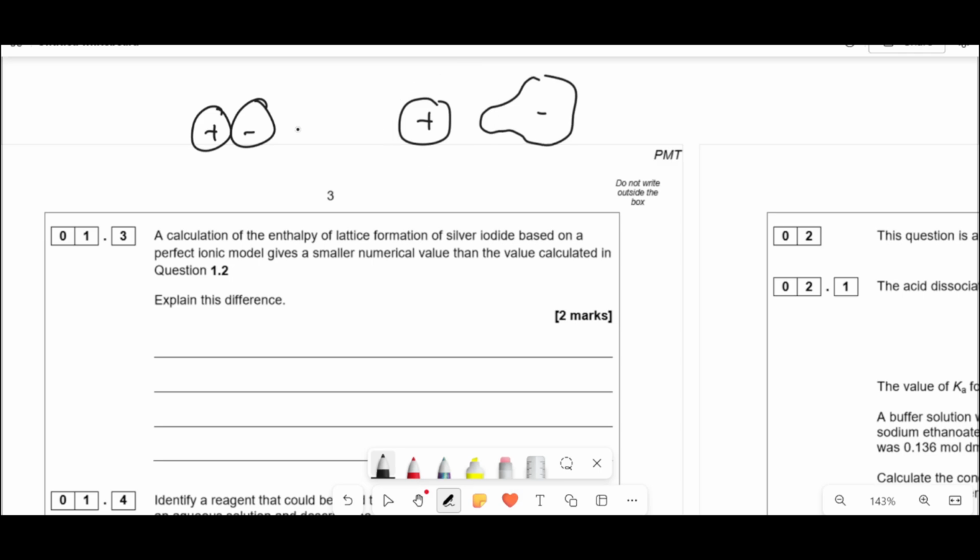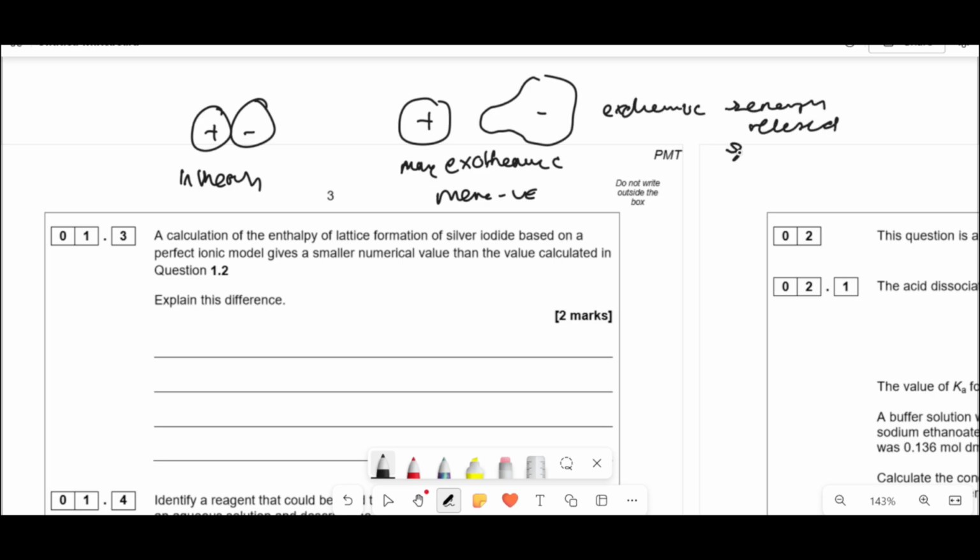It's pulled towards it. The reason is because those positive ions are now polarizing the neighboring negative ions, right? What you find is that experimentally, they actually tend to be more exothermic, as in more negative versus in theory. If that's the case, then that means more. Remember that exothermic is energy released, which is bond making.